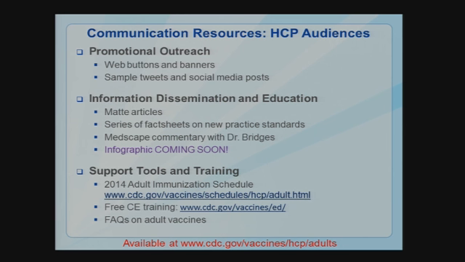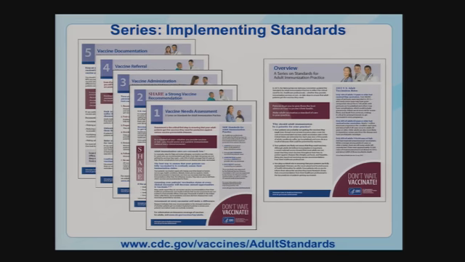So our materials for healthcare providers do include a series of fact sheets on improving adult immunization practice, including vaccine assessment, recommendation, administration, referral, and documentation. Each sheet covers one of the steps and provides tips, resources, and tools to aid in implementation. The second sheet in the series includes the SHARE approach, as well as some tips on how to address common questions.